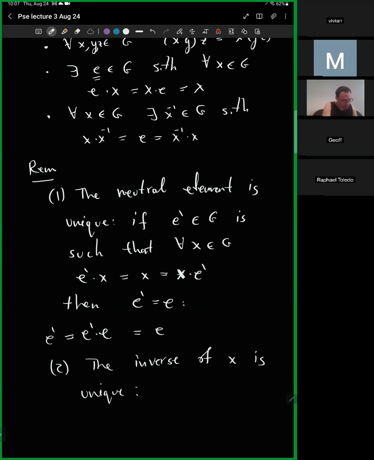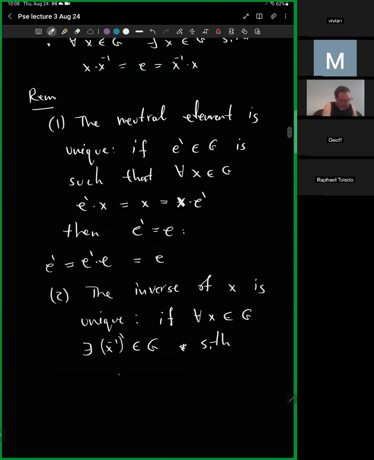And what I mean by that is, if for any x in G there would exist, let's call it x minus 1 prime in G, such that x times x minus 1 prime is equal to E, and also from the other side, then x minus 1 prime would be equal to x minus 1. This I leave as an exercise.